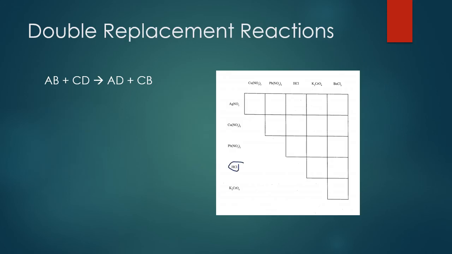Next, let's look at HCl, this time with barium chloride. Well, HCl, barium chloride, oh, they have the same anion portion. They both have chlorine in them. So since they both have chlorine in them, this is a no reaction. So we don't even need to look at the two being mixed together.